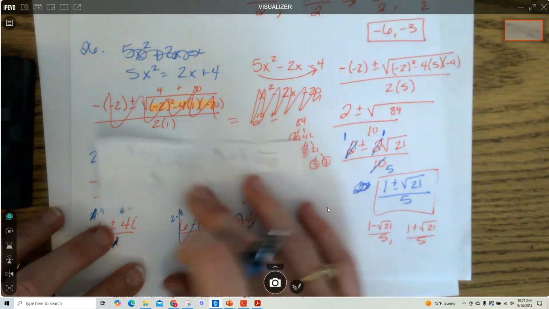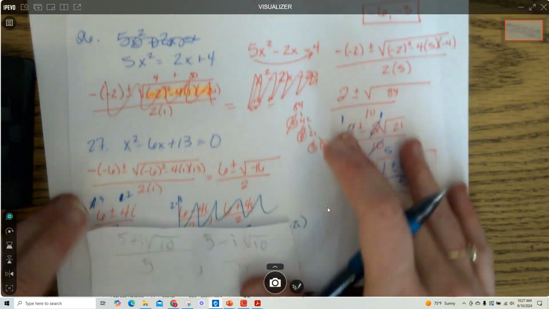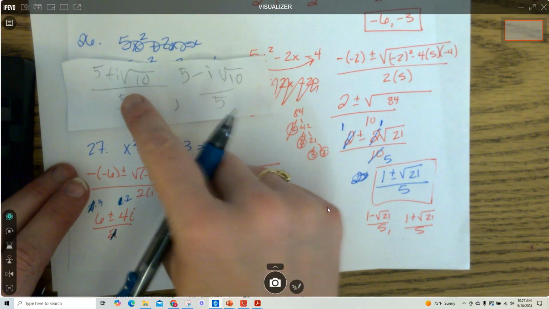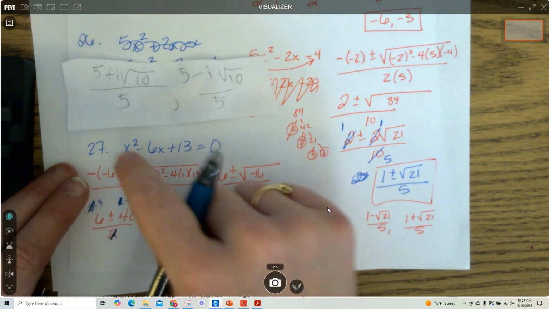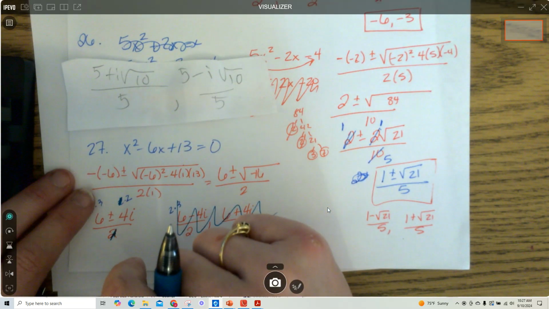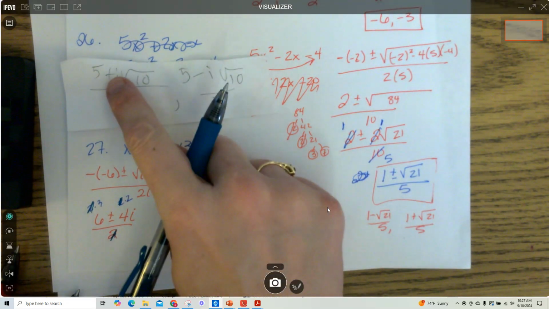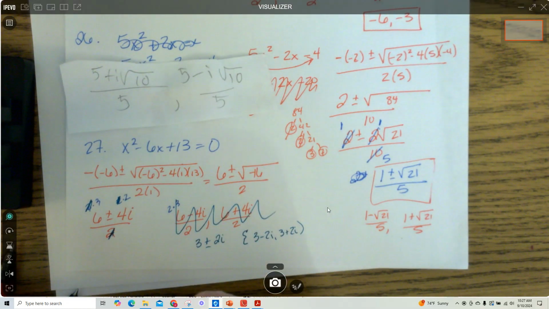Here's another way he said one of his answers was written, just so you have it in case. He said one of his answers he had to write this way that had the i pulled out. No, you can't factor the 5 out because you'd have to factor it out of this piece as well.